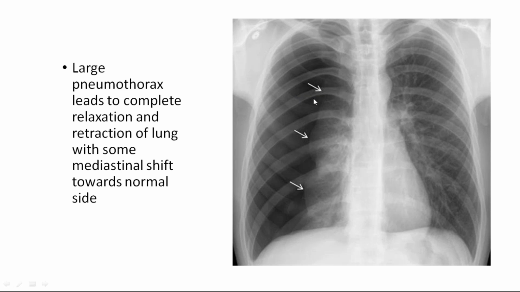Large pneumothorax leads to complete relaxation and retraction of the lung with some mediastinal shift towards the normal side. This is the frontal radiograph showing a large pneumothorax on the right side, and these arrows indicate the pleural line. This is the collapsed lung. You can differentiate it from the adjacent lung, where we can see the normal vasculature, but here the lung is more black, more hyperlucent compared to the opposite lung, and the vascular markings are also lost. This is pneumothorax.